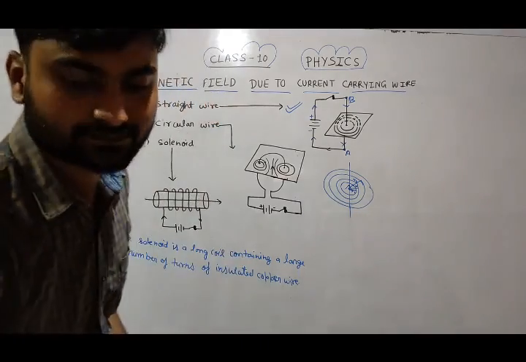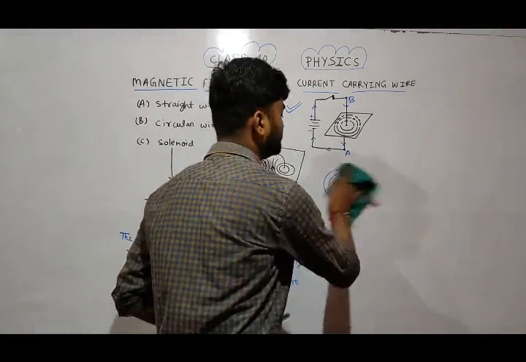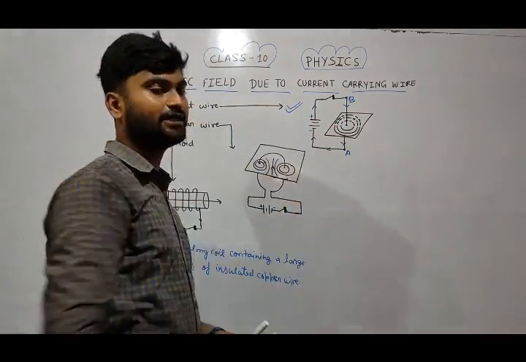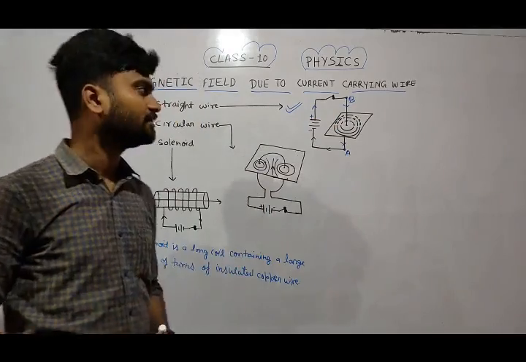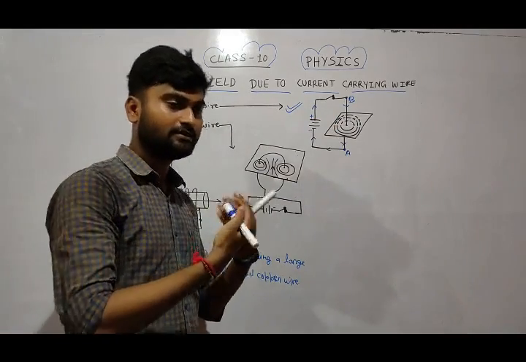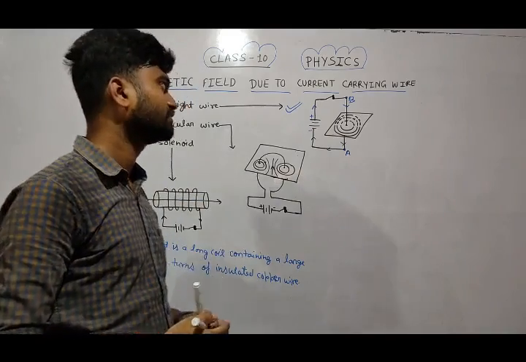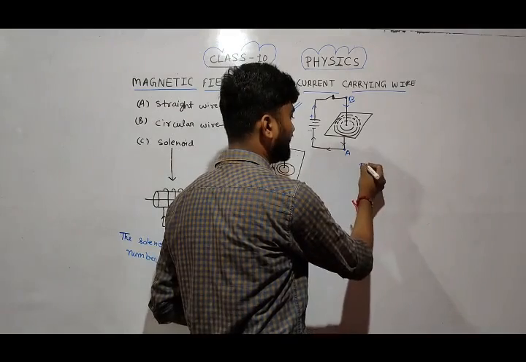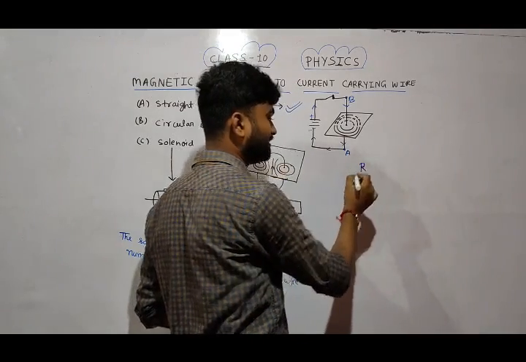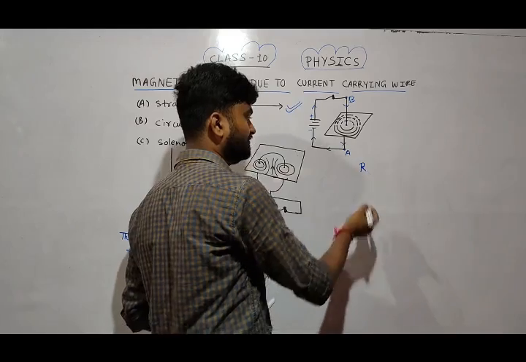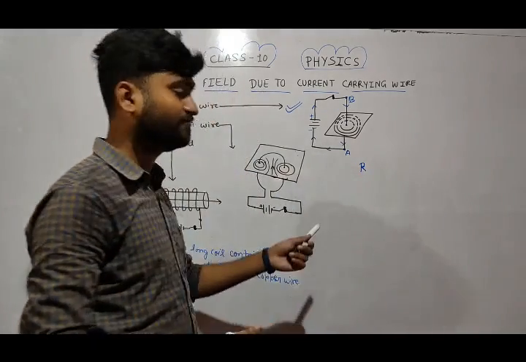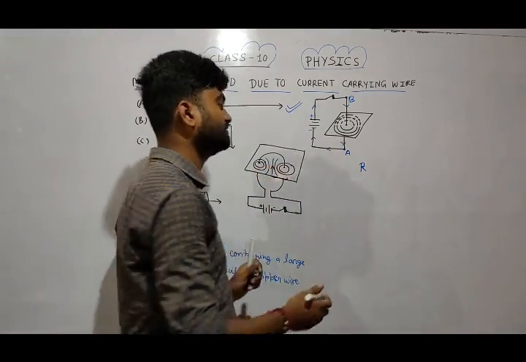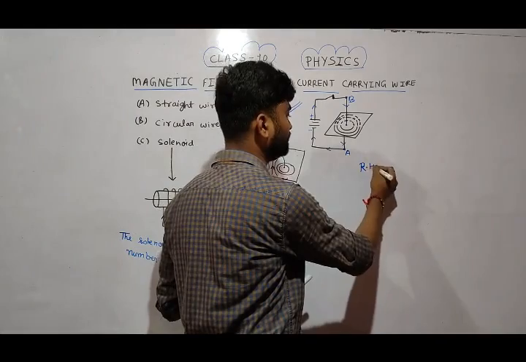Now we know that the magnetic pattern around the straight wire is circular. Now what about the direction of magnetic field? To know the direction of magnetic field, we apply a rule. This is a very simple rule. We became familiar with this rule in our previous video or experiment. So, right hand thumb rule.